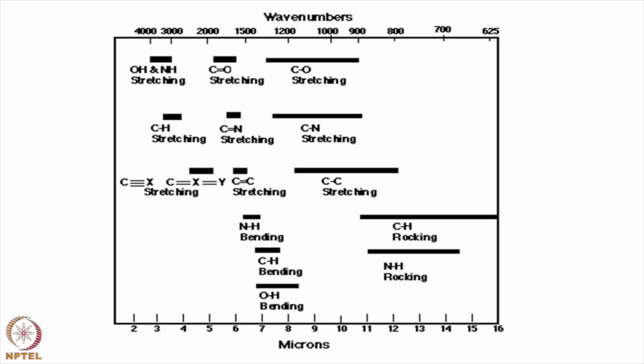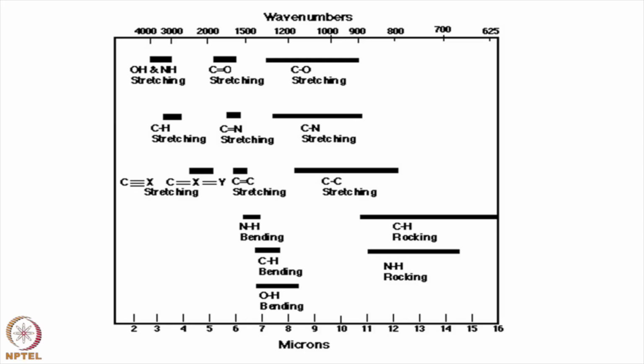So, based on that and after lots of research, people found out which functional group is going to fall where, and this is the table that represents the IR frequency of each of the functional groups. Like for CO stretching, it is 1000 to 1200 centimeter inverse. CH rocking, NH rocking, it is 650 or 625 to 800. NH bending 1500 to 2000, right. Now, CO, can you see CO somewhere? CO stretching 1500 to 2000.